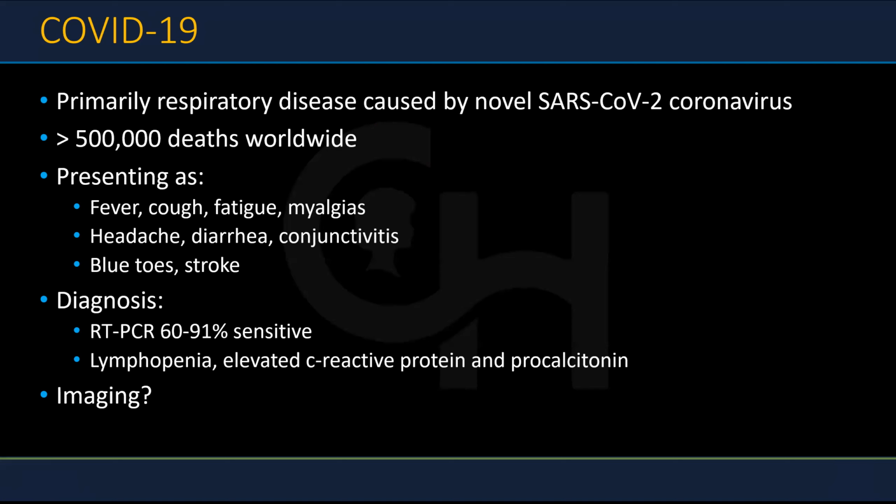Diagnosis is ideally made by PCR, which tends to be 60 to 91% sensitive. On lab assessment, it may also present with lymphopenia and elevations of C-reactive protein and procalcitonin. What we're going to discuss here today is how COVID-19 presents on imaging and the role of imaging in its diagnosis and workup in kids.